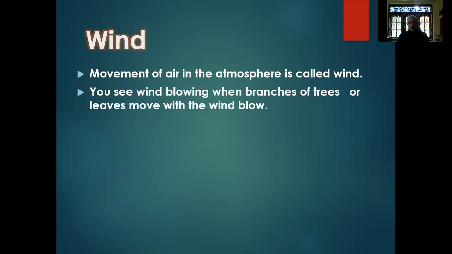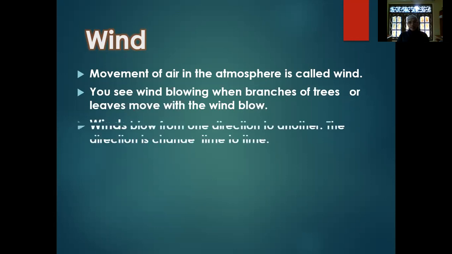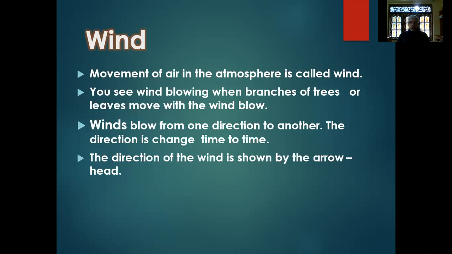You see wind blowing when branches of trees or leaves move with the wind blow. I think you can remember the first windy day picture. There we found that the branches of the coconut trees were moving with the blow of the wind, bending in the direction of the wind. Winds blow from one direction to another. The direction is changed from time to time. The direction is also not permanent. It also changes from time to time. The direction of the wind is shown by the arrowhead.